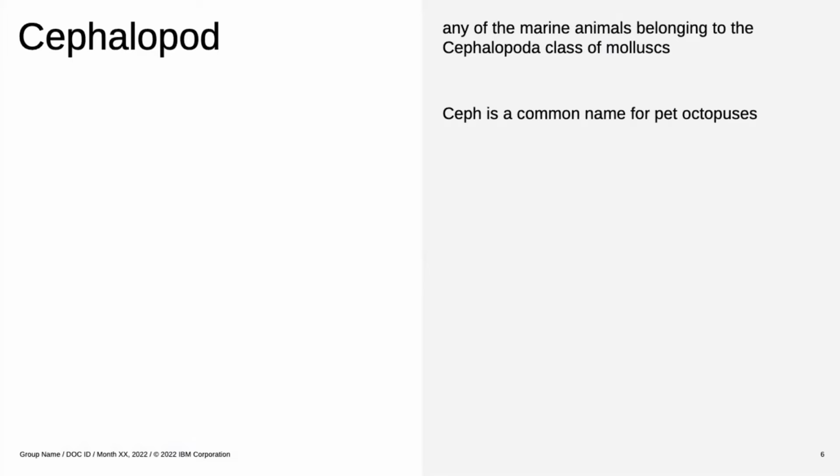So Ceph isn't an acronym at all. It's short for cephalopod, and this brings us to our first dictionary definition of the talk. A cephalopod is any of the marine animals belonging to the class Cephalopoda of mollusks. Those include squids and octopuses, or octopi, whatever you want to say. They're supposedly correct.